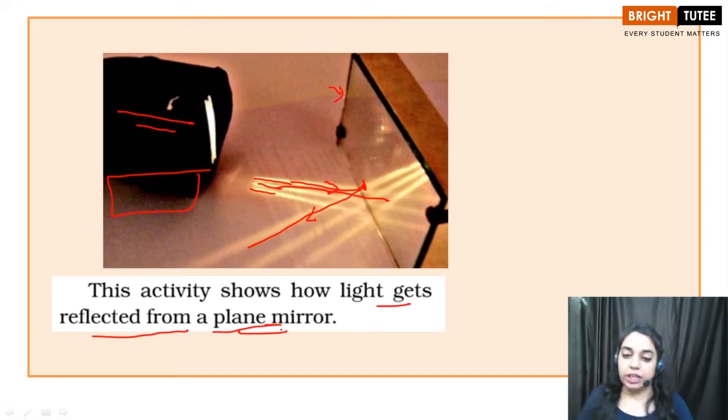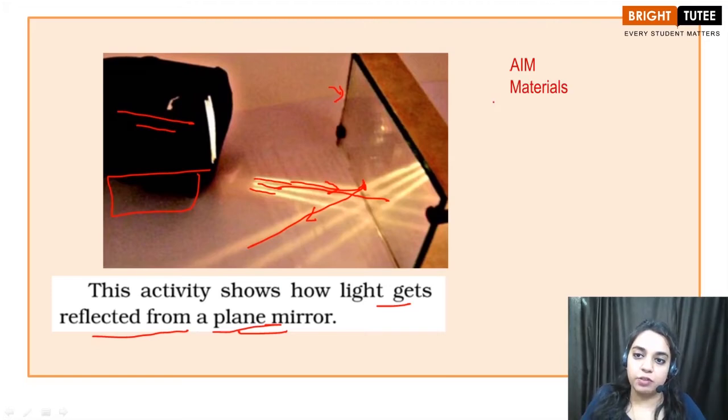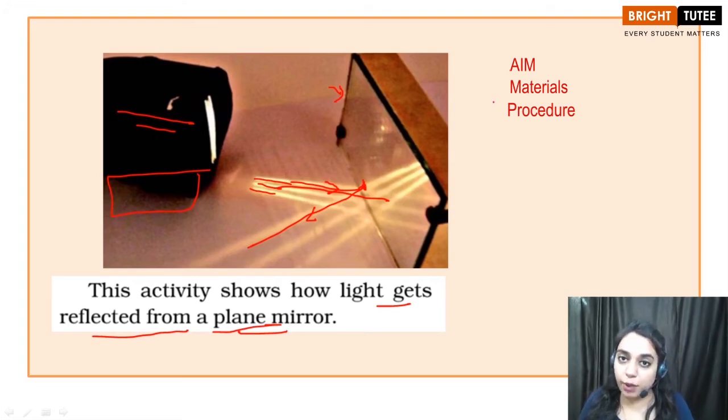So children, if a question is asked in exams, give an activity to prove the reflection of light, you have to give this activity, but you have to present it in such a manner that first you will write about the aim, then you will write the materials required, then you will write the procedure. Procedure you always have to write in points.